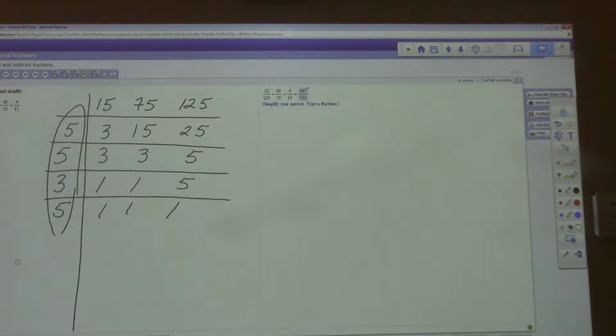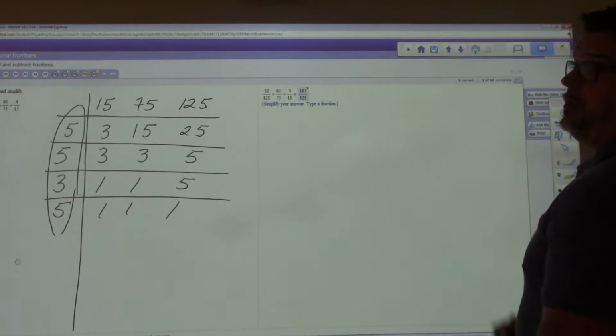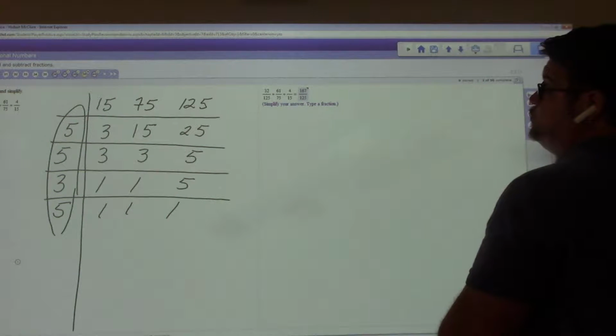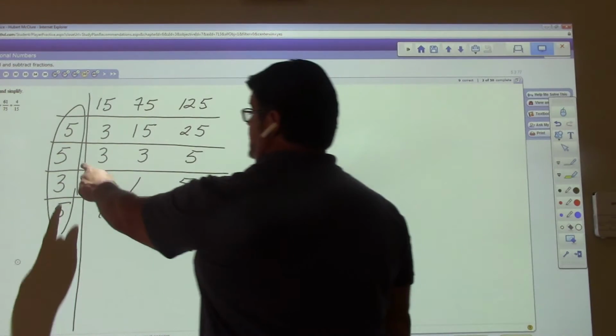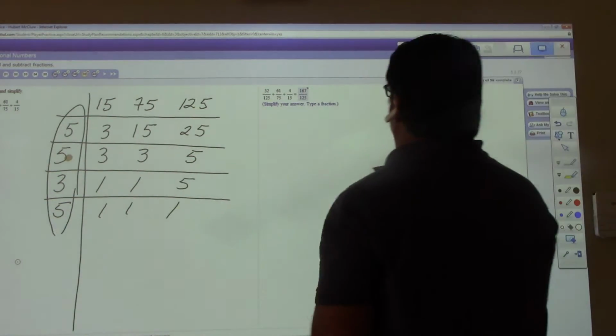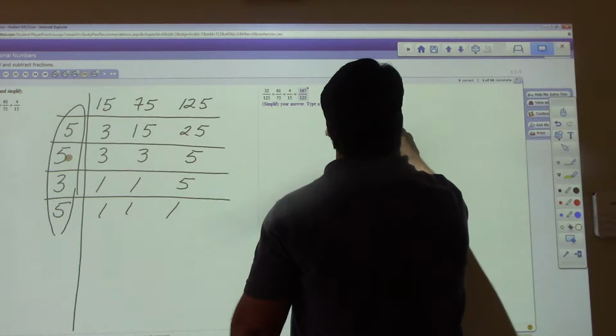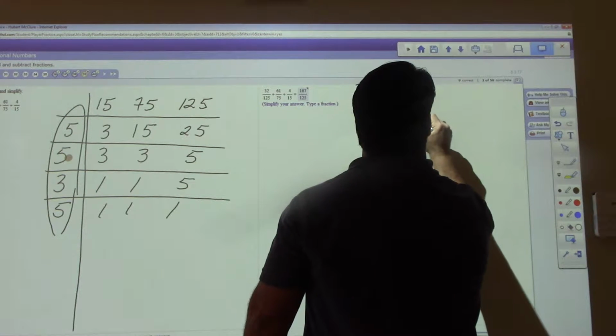Usually when you do this, you don't have to reduce, but I don't see any other way to do it. Just one of those freaky things that happens. At one time you had a 3 sitting up there, and then you had the 5. Well, it doesn't matter where it is. What did I get? You got 501 over 375.